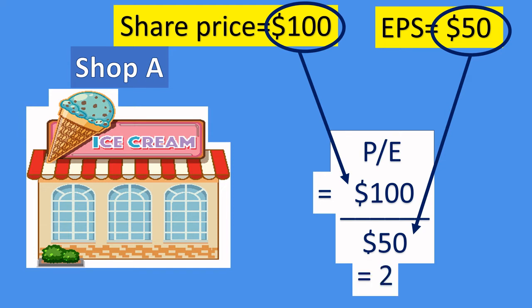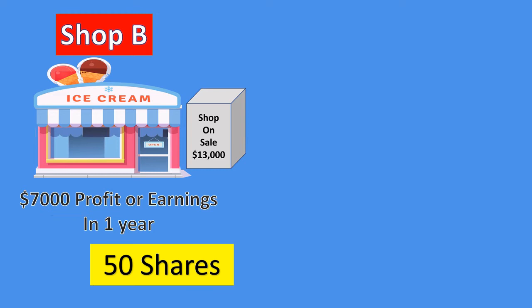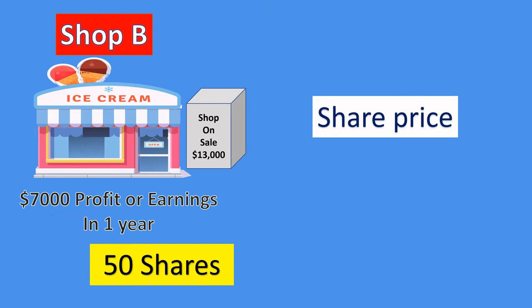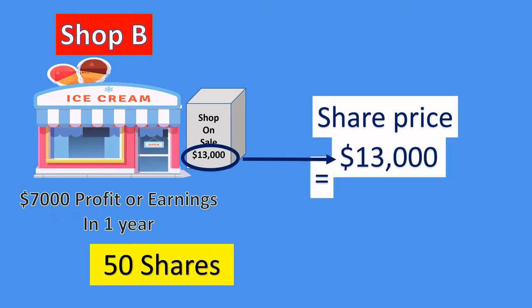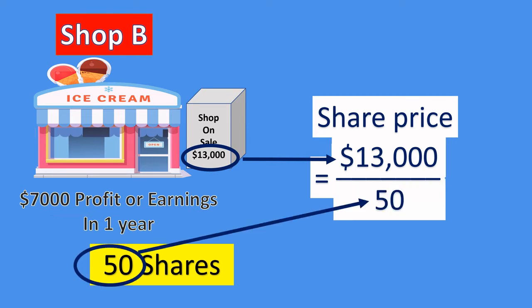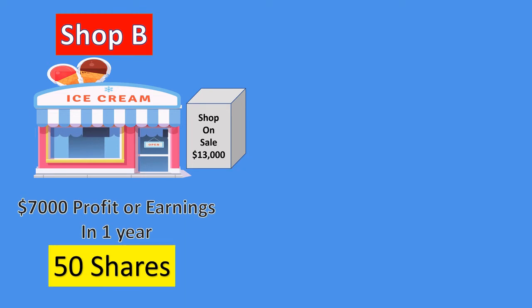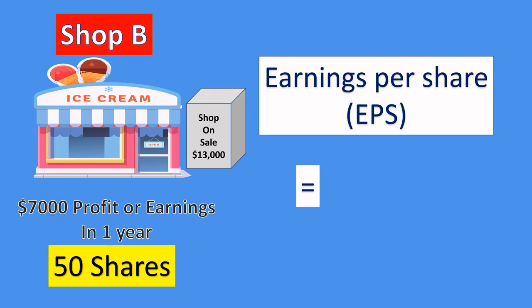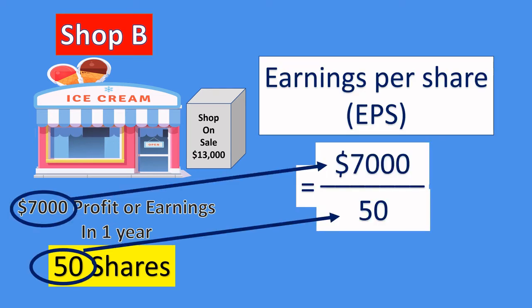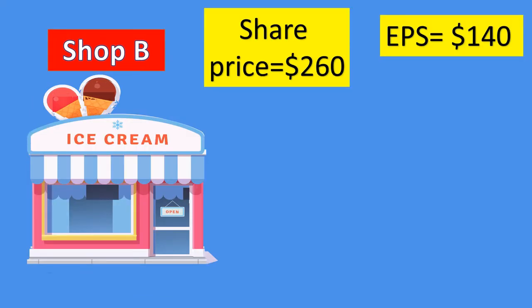Let's work things out for shop B as well. If shop B has issued 50 shares, to work out the price of each share of ice cream shop B, we will divide the price of shop B by the number of shares issued. Each share of ice cream shop B will be worth $260. The earnings per share for shop B will be profit divided by the number of shares issued, and this works out to be $140. So, one share of shop B would cost $260 and has earned $140 in 1 year.